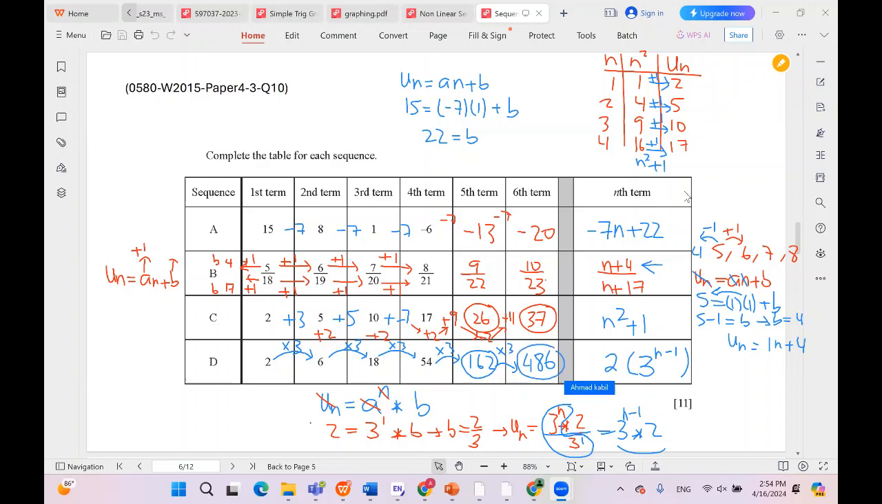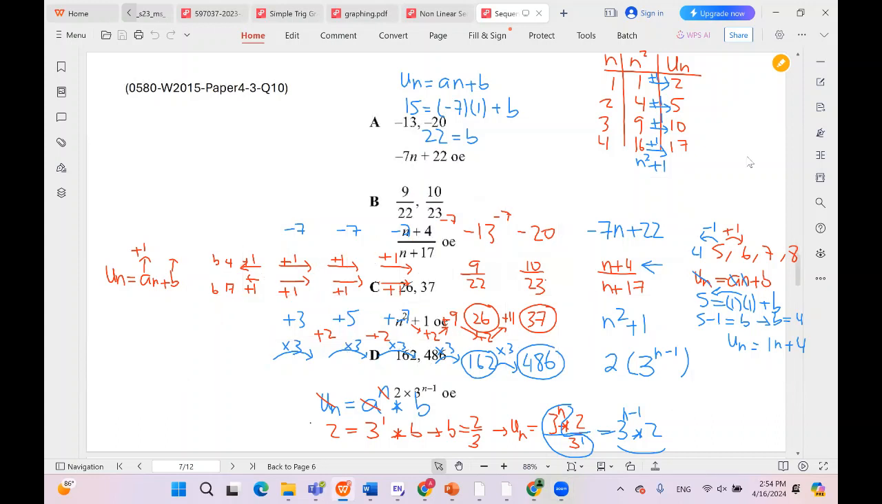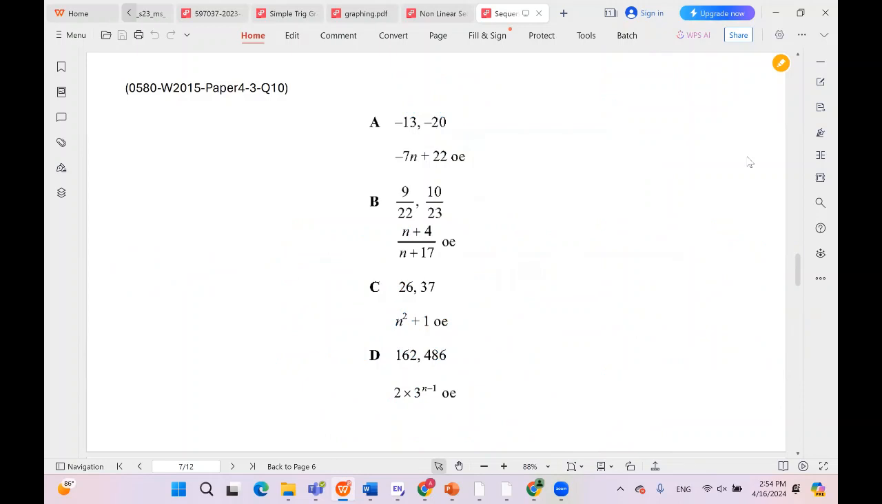Now we can check the marking scheme. So we have negative 13, negative 20, negative 7, n plus 22. So these are correct. We have 9 over 22 and 10 over 23, and n plus 4 over n plus 17, 26 and 37, and n squared plus 1, 162, 486, and 2 times 3 power n minus 1. So our answers seem to be correct.